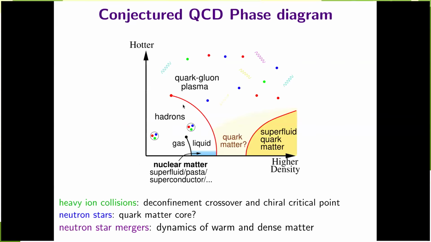Oh, sorry, went too far. Okay, so the conjecture is that that crossover region then becomes a phase transition. There's crossover here, which I haven't marked. And then there's a critical point and a phase transition. That's a conjecture. Does that answer your question? Any other questions? Okay.